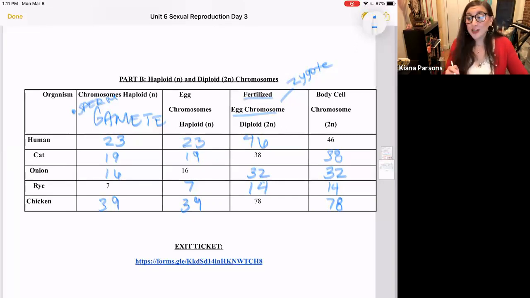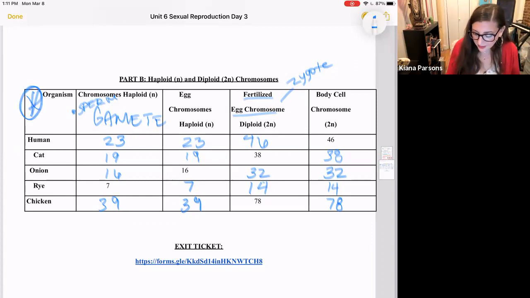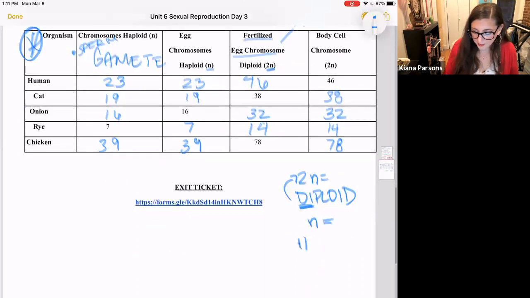This is a math equation. This could be something that you're asked about on the Regents. They like to throw something like this into a question. So just make sure that you remember that you can use the 2N and N as your guide. 2N is diploid. That's the full set. Di, which goes with 2, and 1N or just N is haploid.